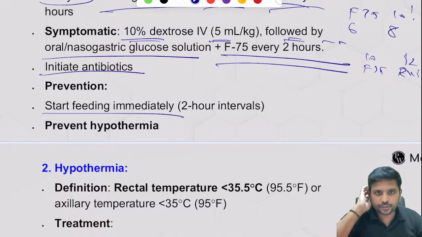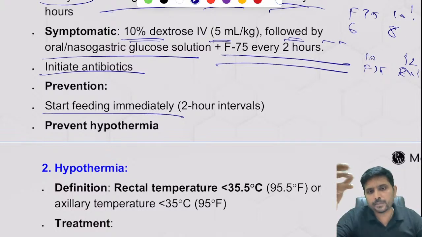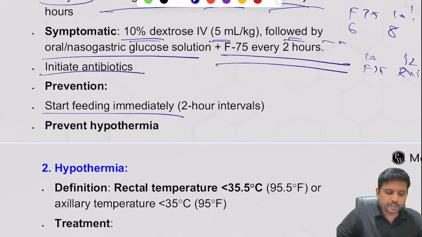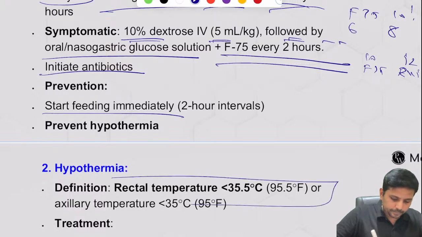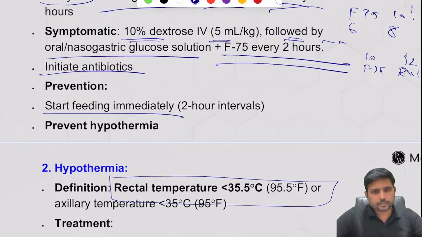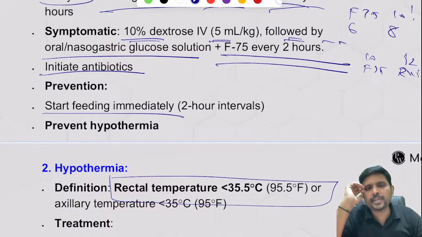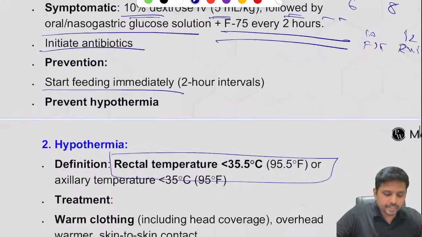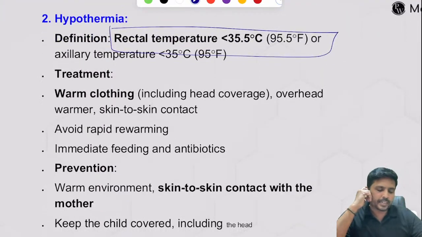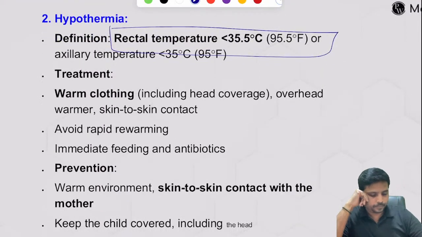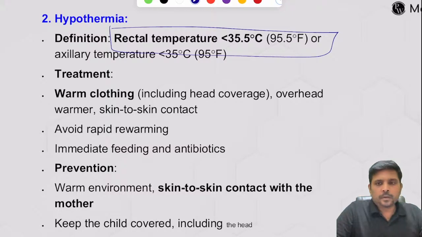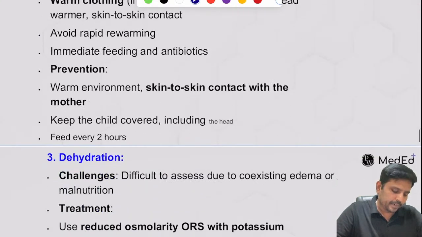Hypothermia is managed with the help of gloves, socks, and mittens. Severe hypothermia means rectal temperature less than 35.5 degrees Celsius or axillary temperature less than 35 degrees Celsius. So, what is the treatment? Let's see.